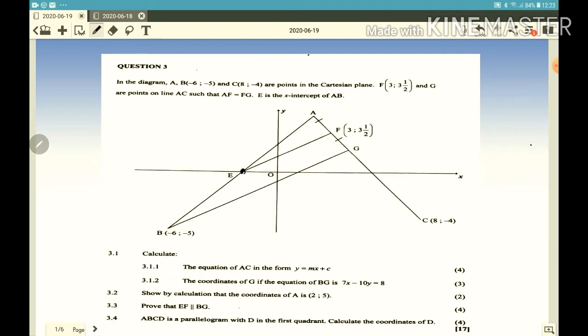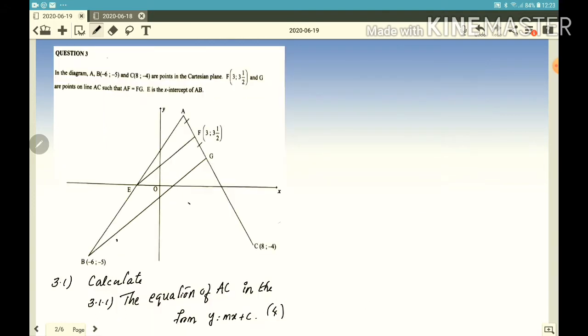Now we are going to do the first question. Calculate the equation of AC. Okay, this is the question, equation of AC. So you have to look at where AC is. We can see that AC is a straight line. If it is a straight line, I told you in the first video, for a straight line's equation, the minimum requirements we need are one point and its gradient.